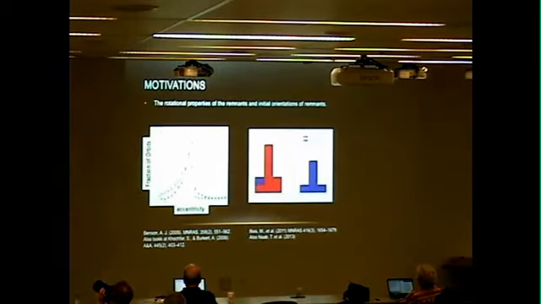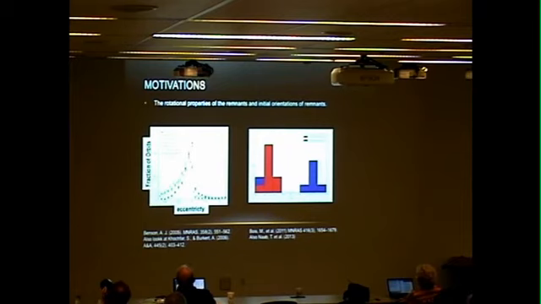It's also been shown that the rotational properties of the remnants of these galaxy mergers depend on the initial orientations of these disks. So slow rotators are usually the result of retrograde mergers, while fast rotators are the result of prograde mergers.